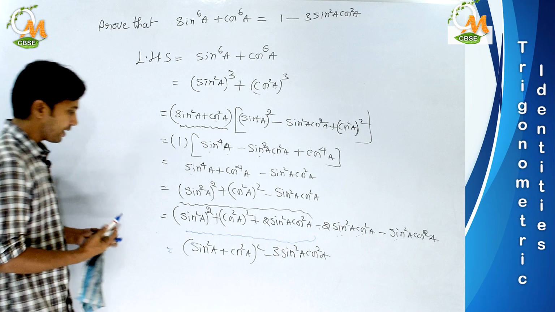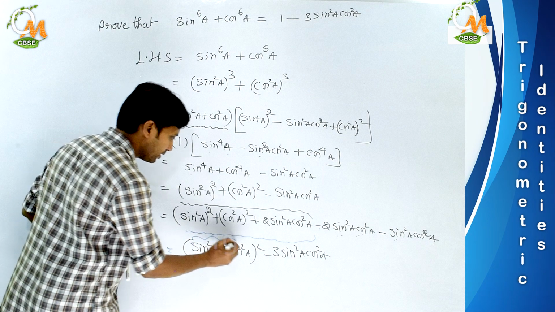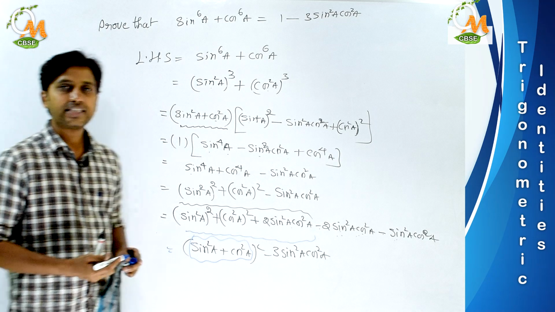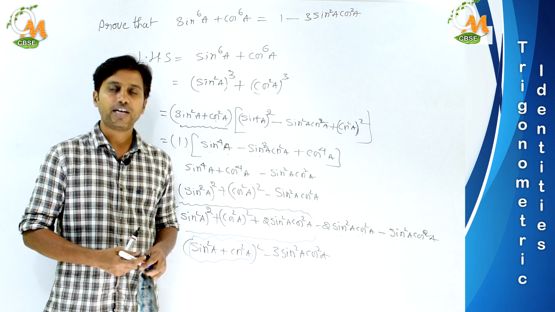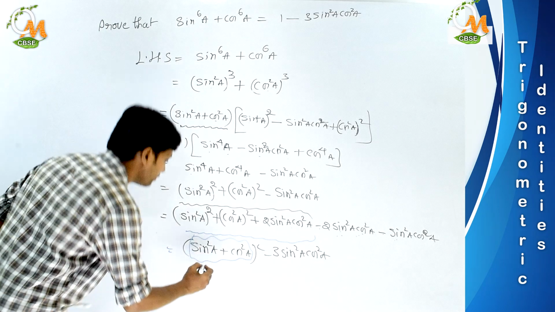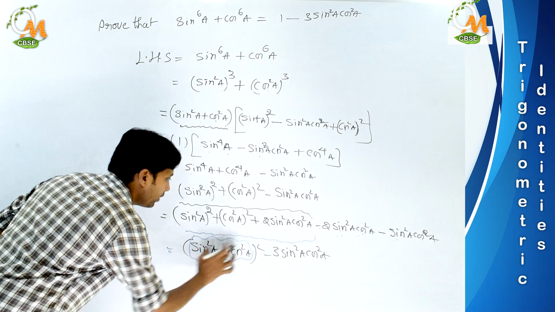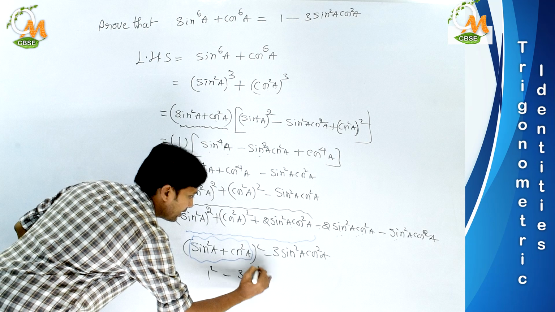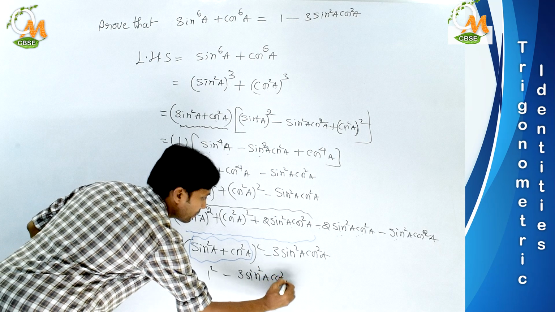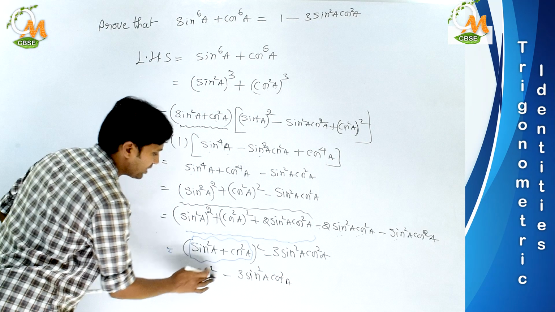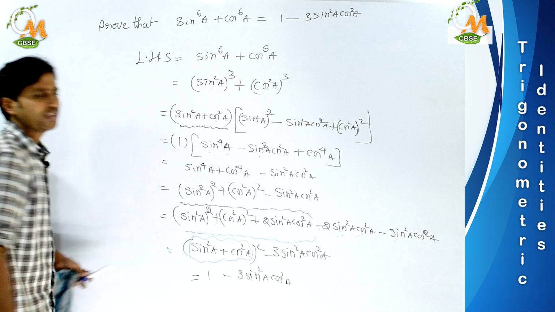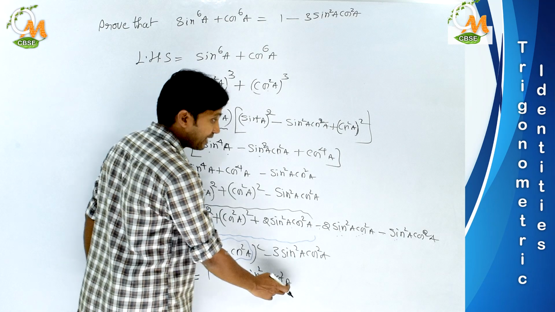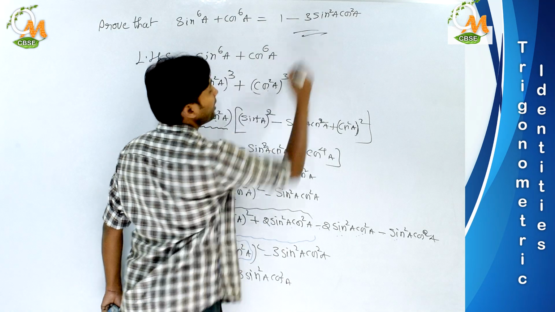Now we obtained this. If you observe carefully, here we obtained the trigonometric identity, the first identity of trigonometry, that is sin square A plus cos square A, and the value of it would be 1. So put it down. So 1 square minus 3 sin square A cos square A. 1 square means 1 itself only, no? So 1 square can be written as 1, and we obtained 1 minus 3 sin square A cos square A, which is our required RHS part.